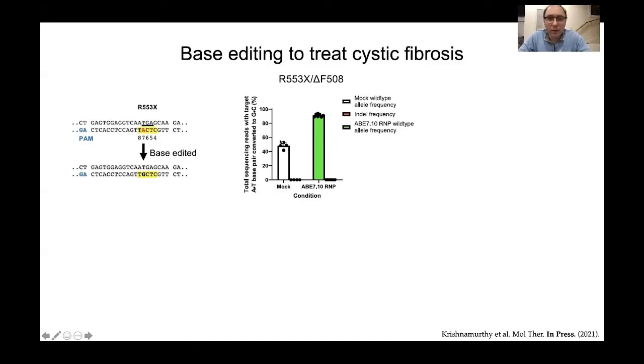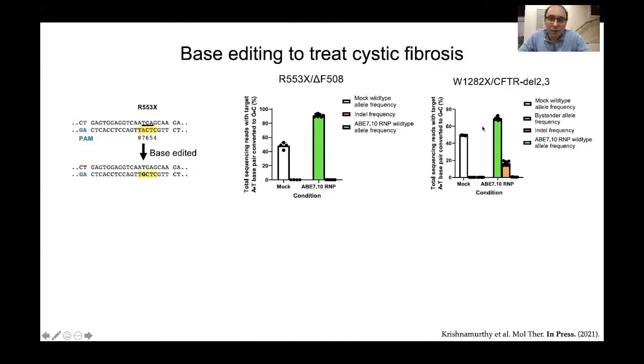We electroporated an RNP of an ABE editor and saw restoration of the wild type sequence from 50% in this heterozygote cell line up to 90%. In primary cells, these are primary human airway epithelial cells that are heterozygous for the W1282X stop codon mutation. We conducted a similar protocol electroporating ABE RNPs, and we observed that the frequency of that wild type allele increased from 50% to around 70%.